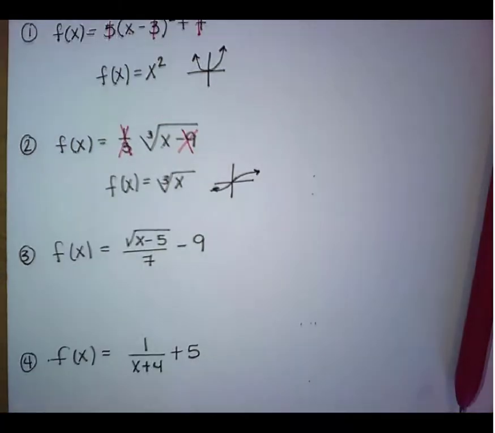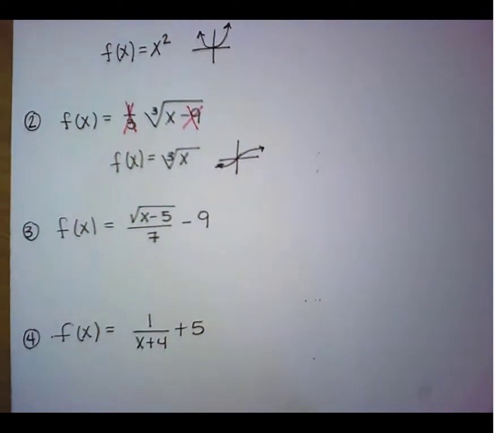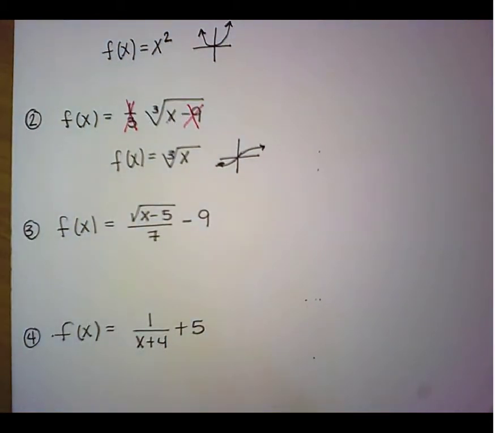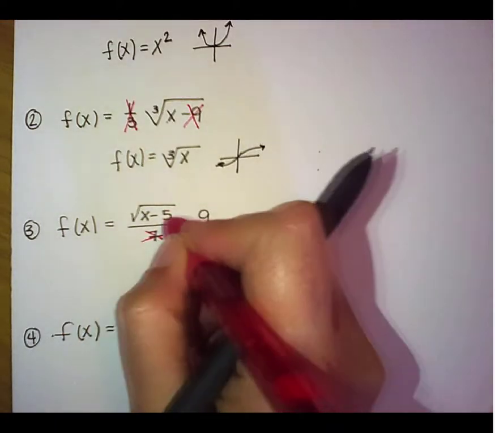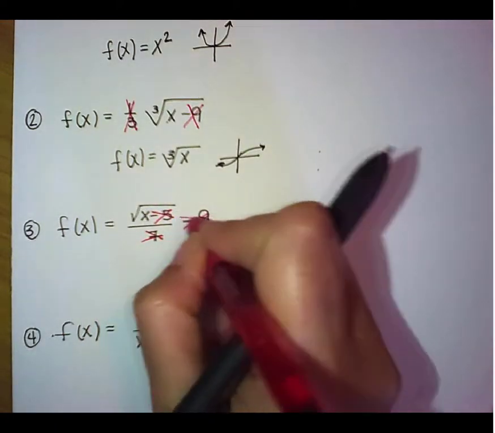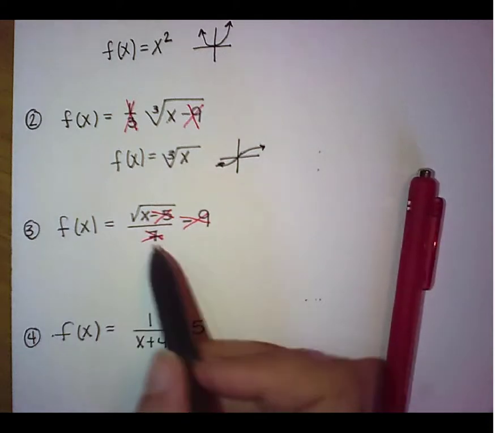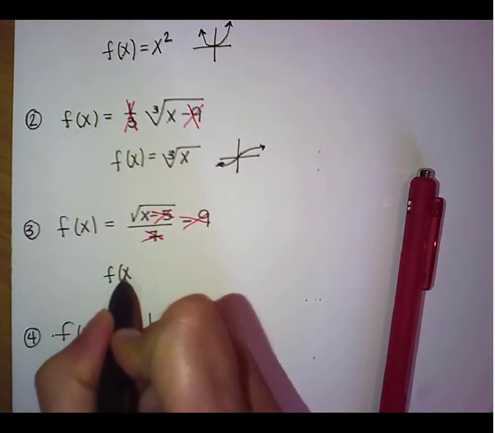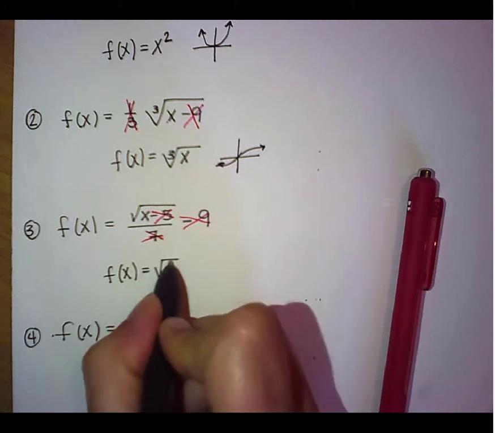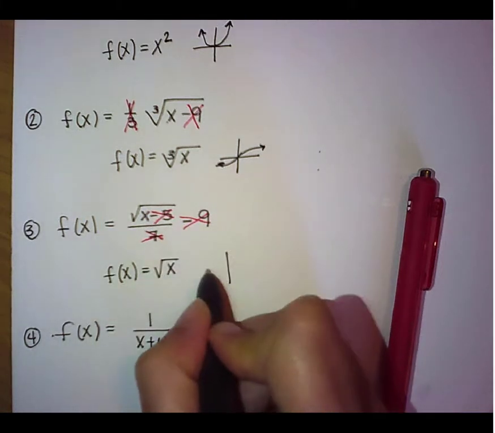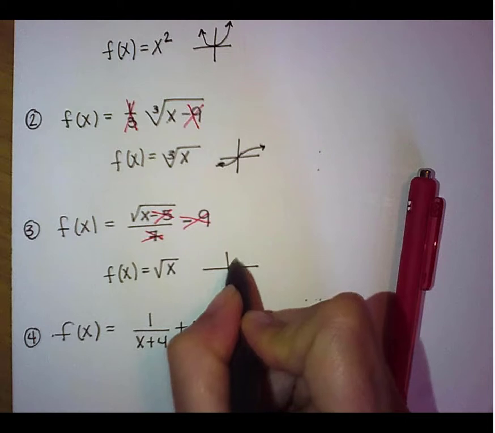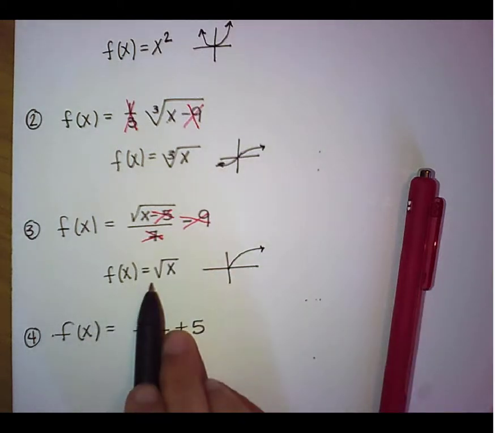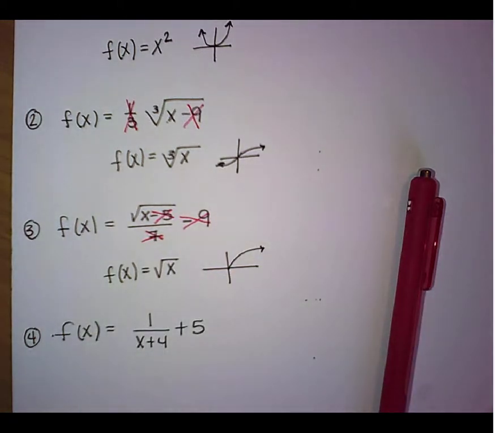Okay, so let's look at our next example here. We've got the square root of x minus 5 over 7, minus 9. Again, I'm going to get rid of the 7, the -5, and the -9, and ask, what am I left with? I'm just left with the square root of x. So my parent function would be f of x equals the square root of x. And being able to identify that one is easy, because it looks just like its symbol. So, the square root of x function.